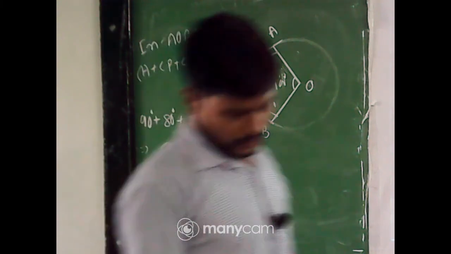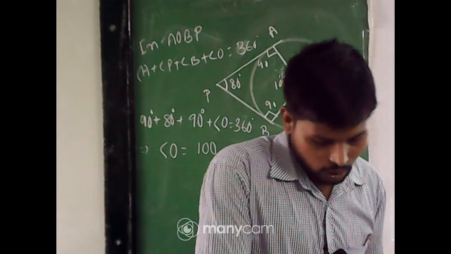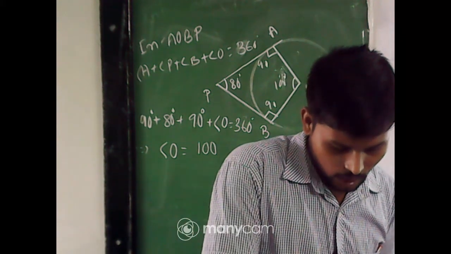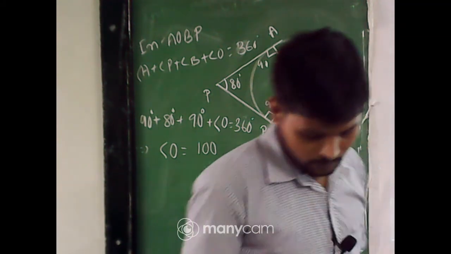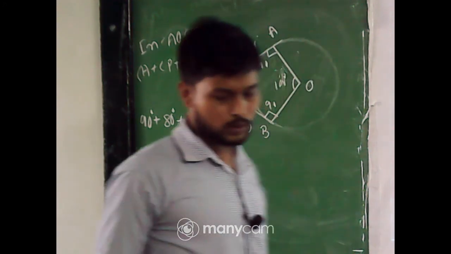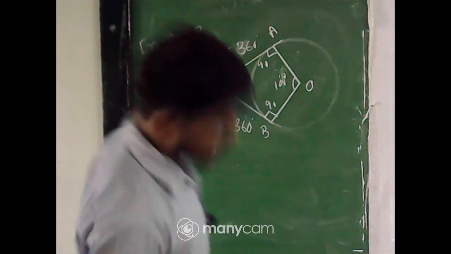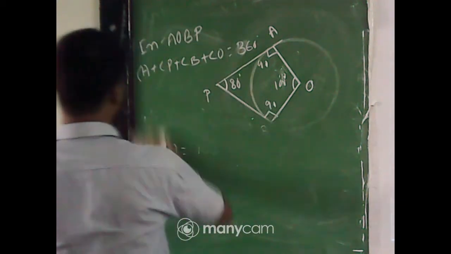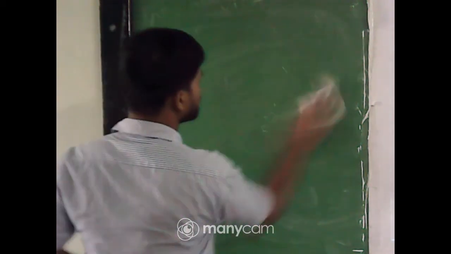Okay, now the next question. Prove that the tangents drawn at the ends of a diameter of a circle are parallel to each other.